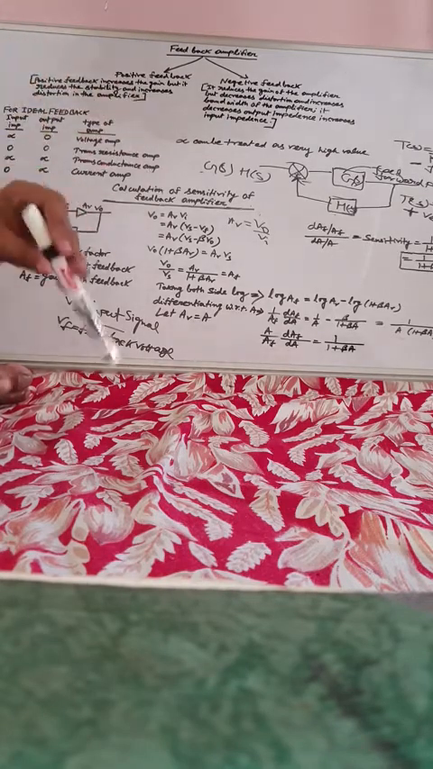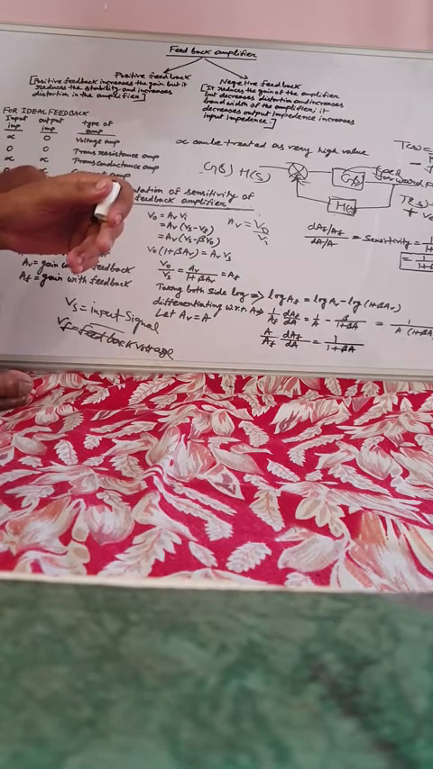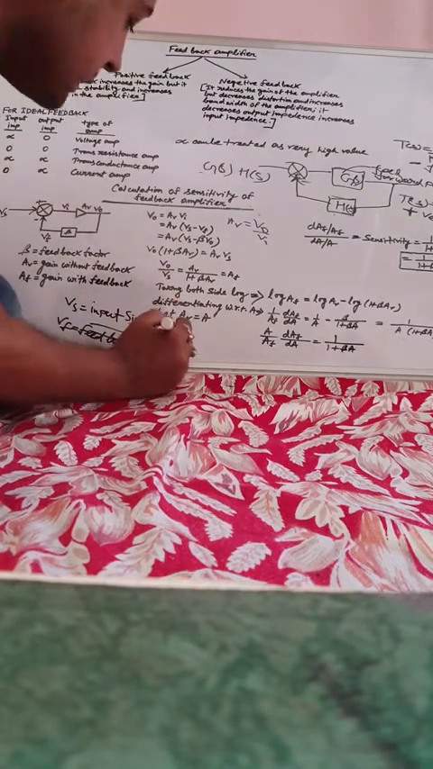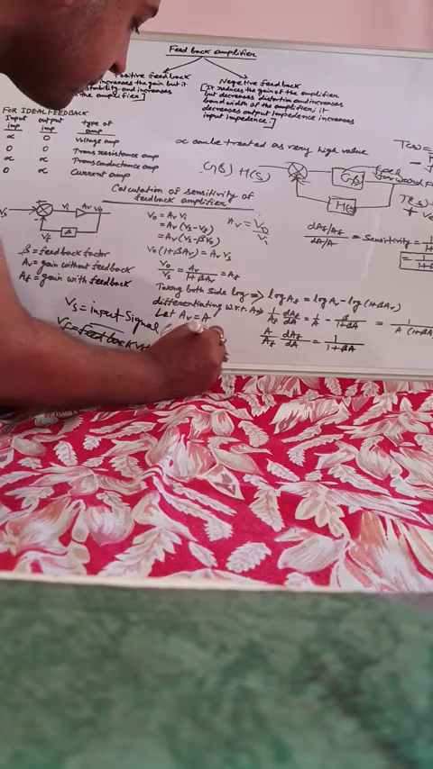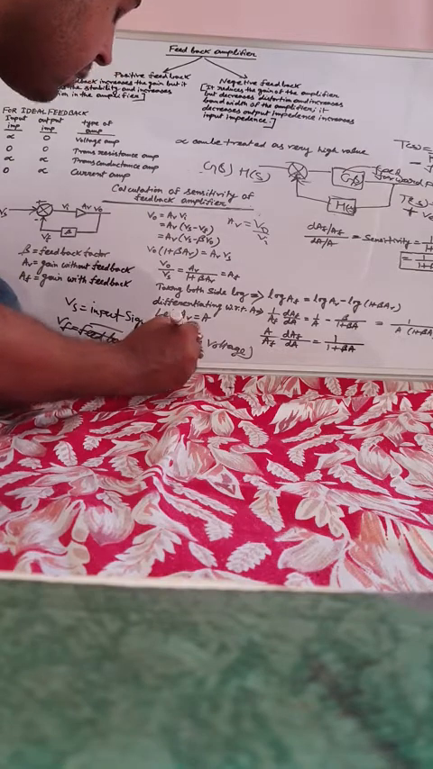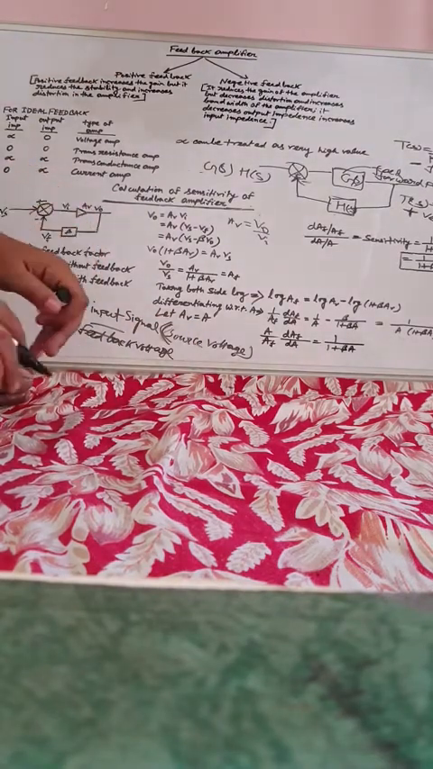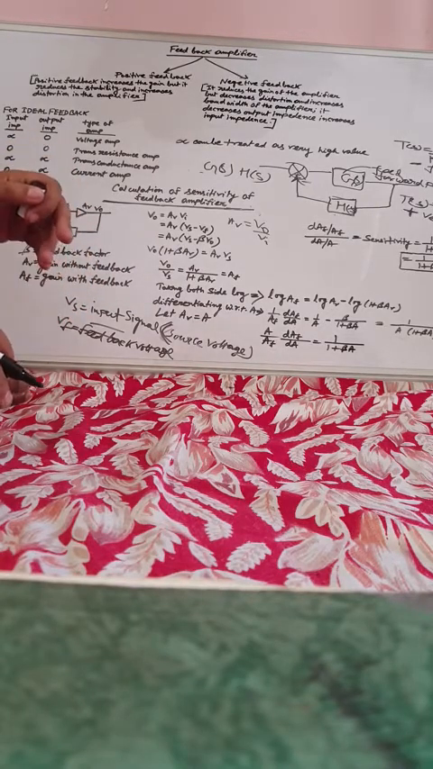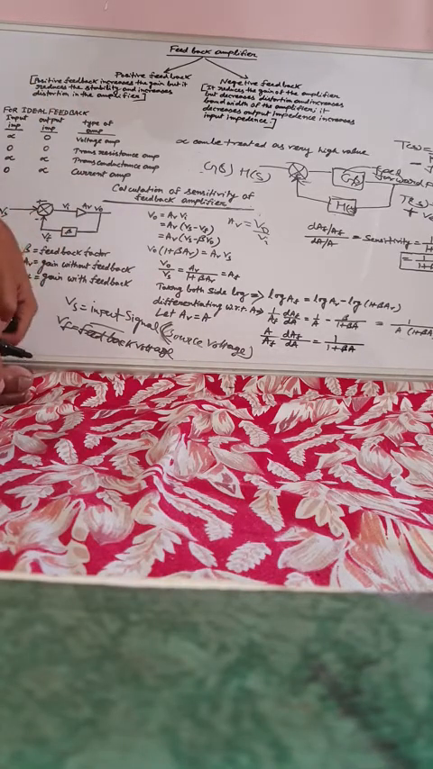Vi is the input voltage generated after the subtraction of the feedback voltage from the source voltage. Vs is the input signal, or you can say the source voltage, and Vf is the feedback voltage. So if you subtract the feedback voltage from the source voltage, you will get Vi, that is called the input voltage.